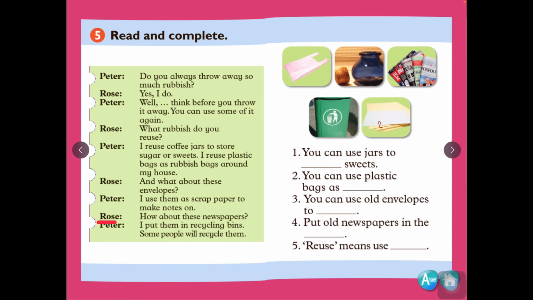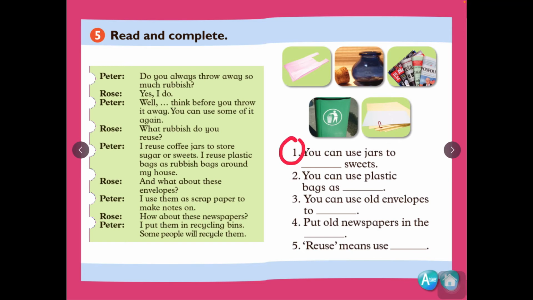Rose said, "How about these newspapers?" Peter said, "I put them in recycling bins. Some people will recycle them." Okay, so Peter and Rose are having a conversation about reuse, recycle, and reduce. So now let's complete the sentence.